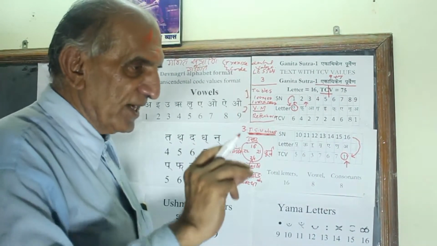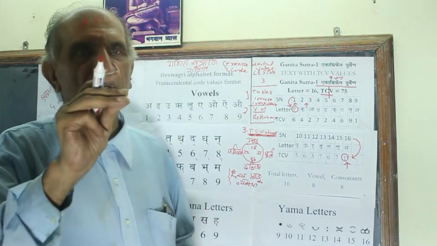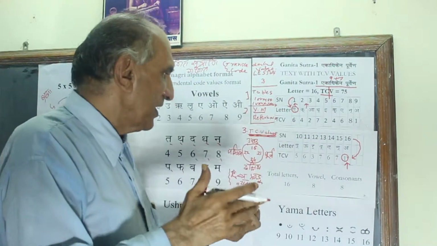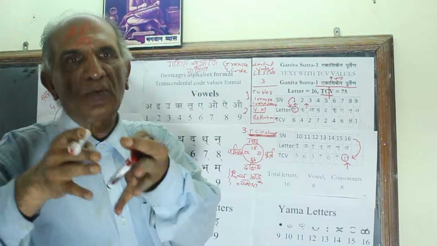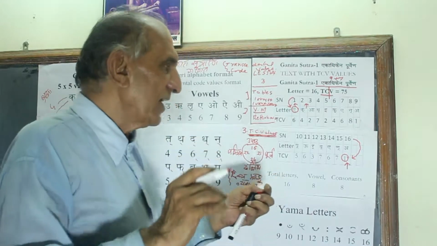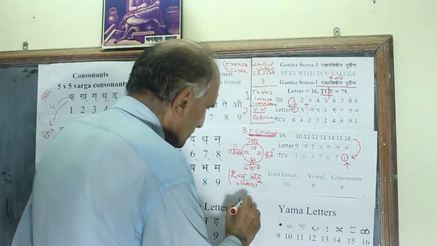Then let us write down that transcendental code values mean there are transcendental values, there are Divya Anks, and these are taking us to a particular code, a particular organization. These Divya Anks are of values 1 to 16.